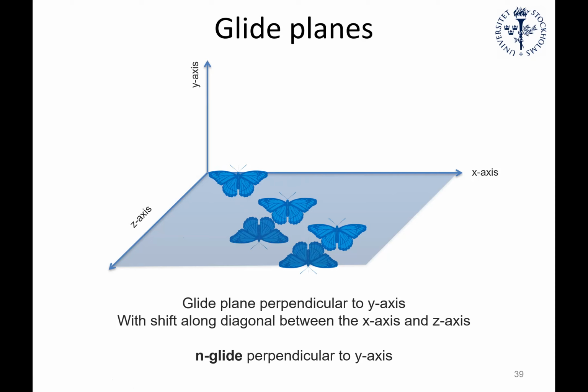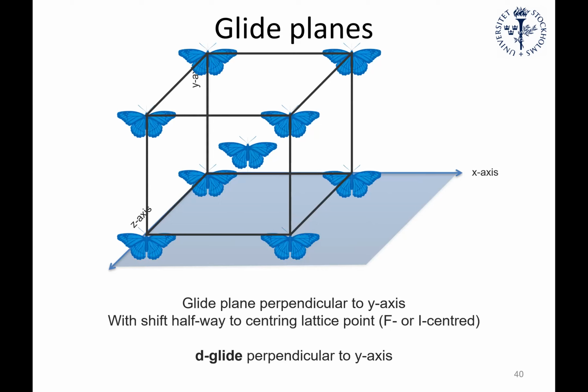You cannot have a B glide perpendicular to the y-axis. The direction you translate cannot be perpendicular to the plane that you're reflecting along. So if you have a glide plane perpendicular to the y-axis, it can be an A glide, or a C glide, or an N glide, but not a B glide. You wouldn't see that. You can have a B glide if it were perpendicular to another direction. For example, if the glide plane were perpendicular to X or Z, then you can have a B glide.